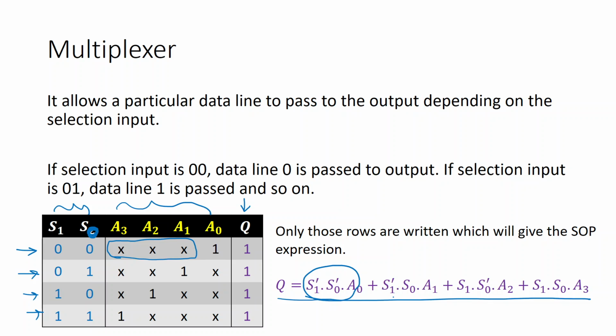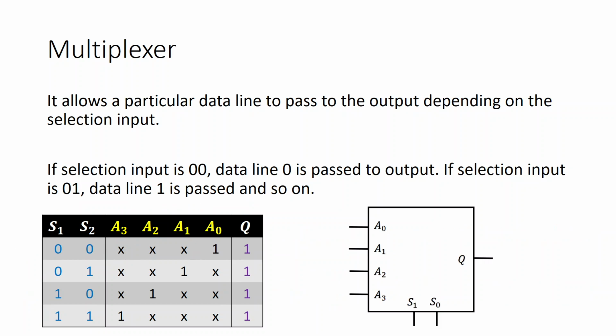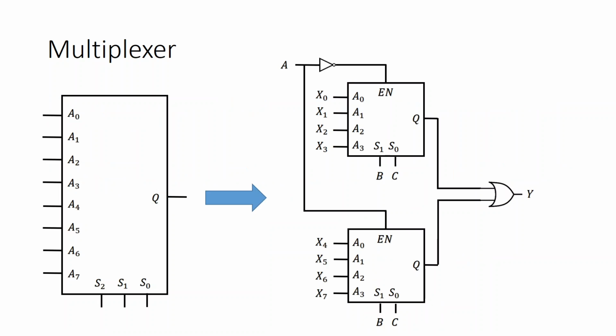Then the next one would be A1 S1 dashed S0 plus A2 S1 S0 dashed. So in this way your output equation will be formed, and you can make the circuit. This is a circuit of the mux. Very simple circuit, and that forms your multiplexer. And this one is an example of the multiplexer which is called 4x1 multiplexer actually, or 2x1, I don't really remember.